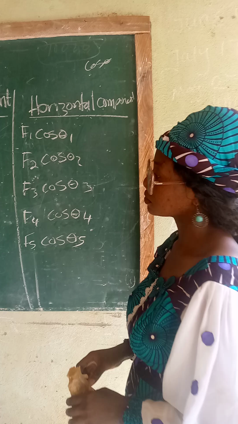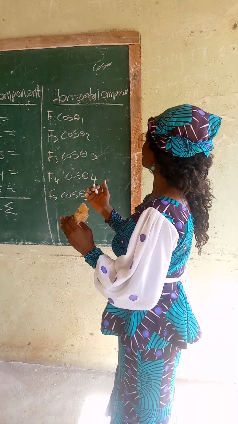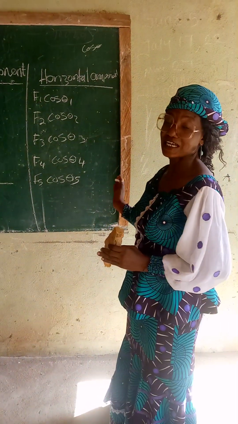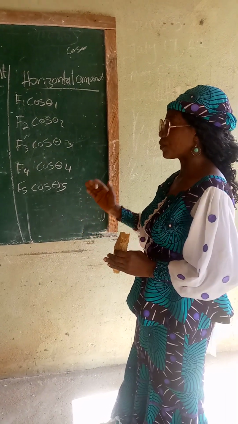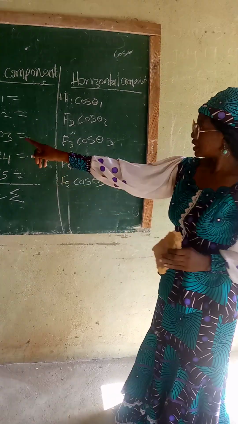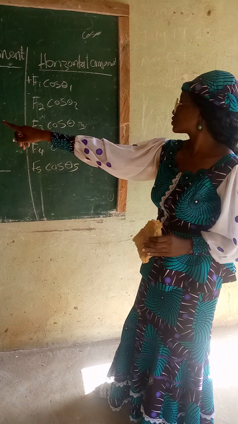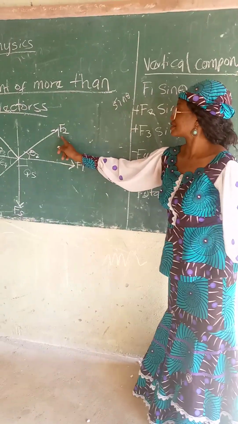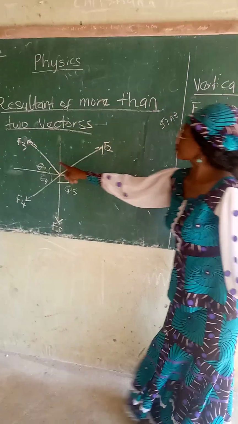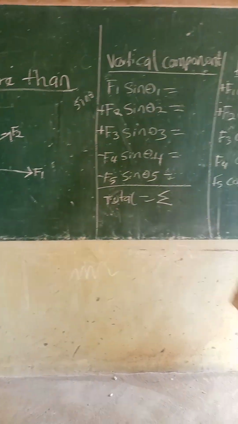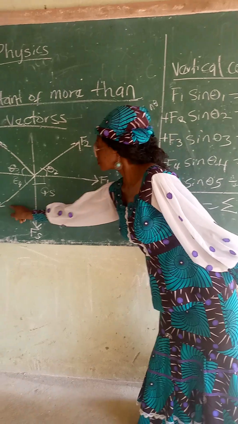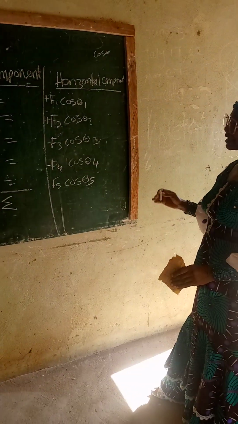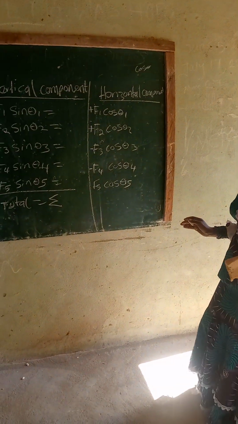Now let's look at it. Considering the horizontal components, every vector on the right is considered positive. So F1 is on the positive side, plus. F2 is on the right side, so it is positive also. F3 is on the left side, so it is negative. F4 is on the left side, also negative. F5 is neither here nor there, so it is neutral. I hope we are communicating.